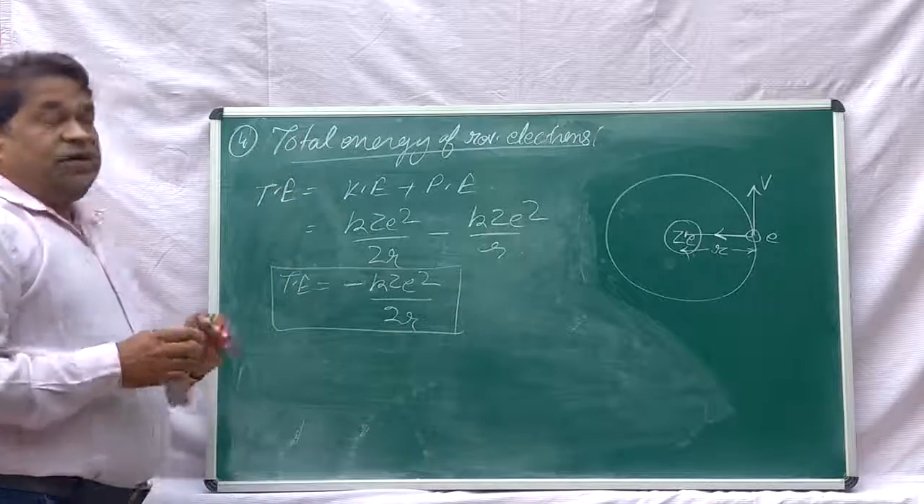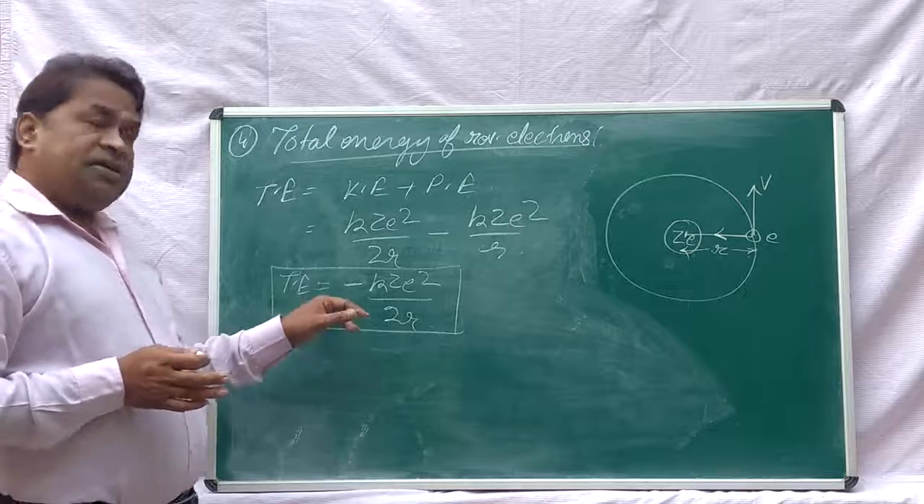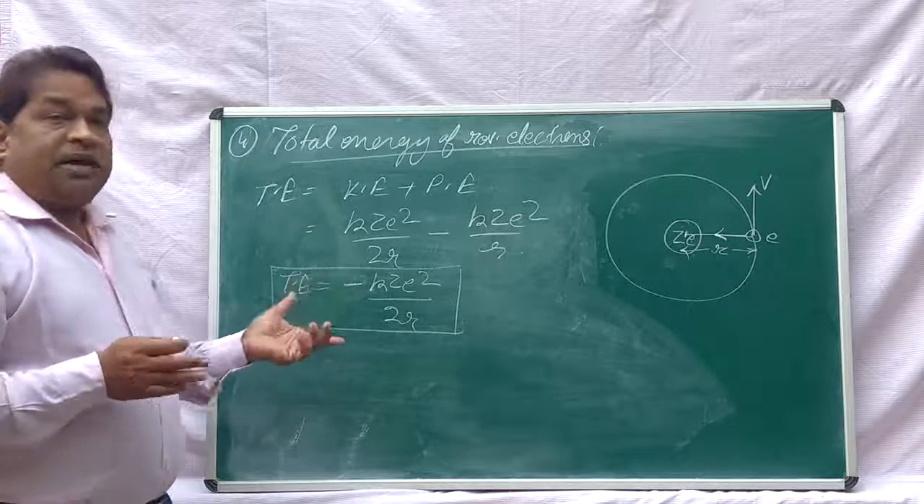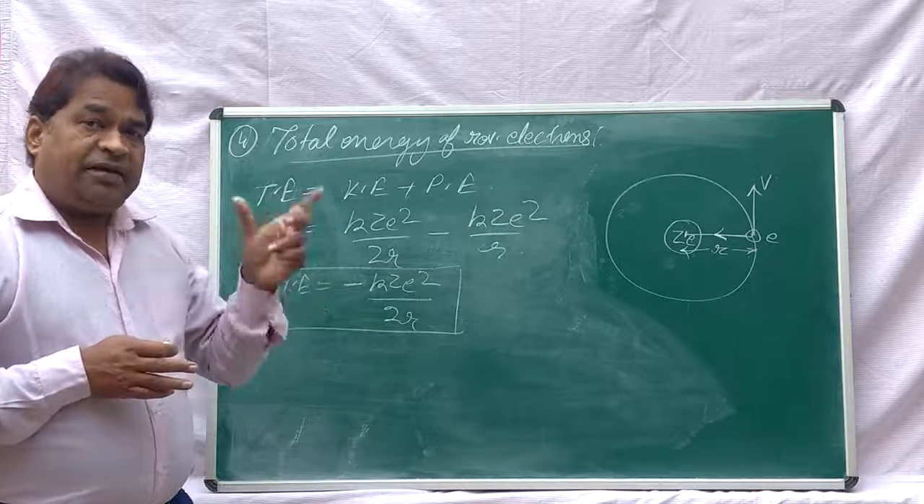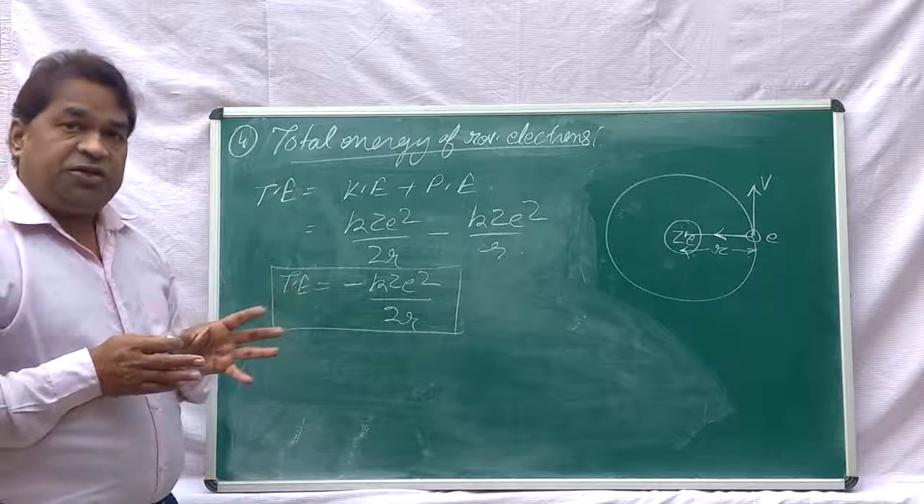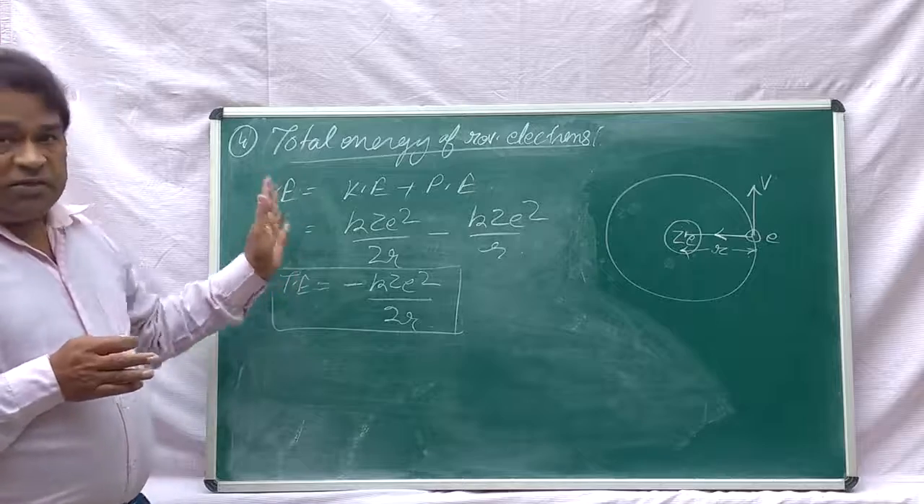So friends, finally you can see that the total energy of the revolving electron is negative, and its magnitude is always equal to the magnitude of the kinetic energy, but the total energy and the kinetic energy are half of the potential energy. Okay, this is also final from all the three expressions.